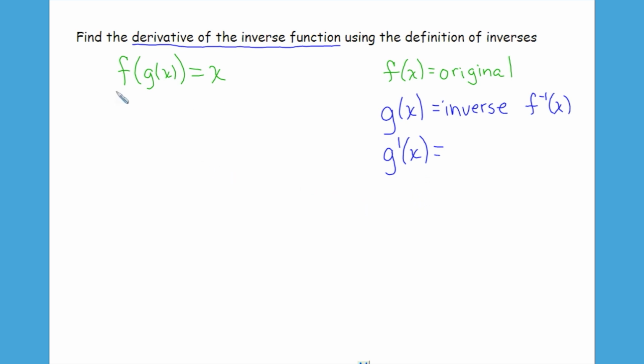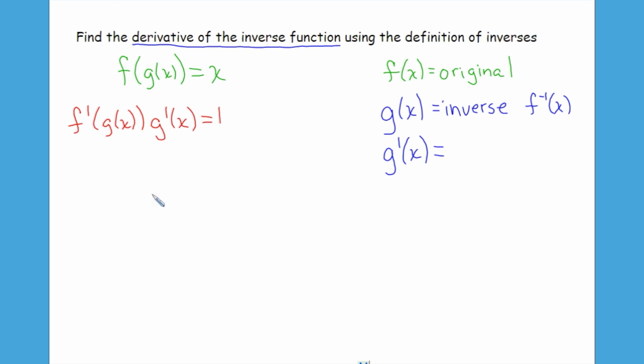So if you take the derivative of a composite function, and it's composite because g of x is inside of f, then you have to take the derivative of the outside, leave the inside alone, and then you have to take the derivative of the inside. That's the chain rule. And the derivative of x is simply 1.